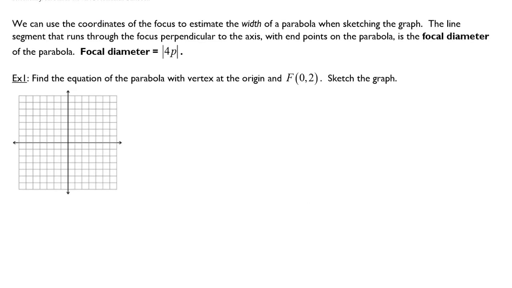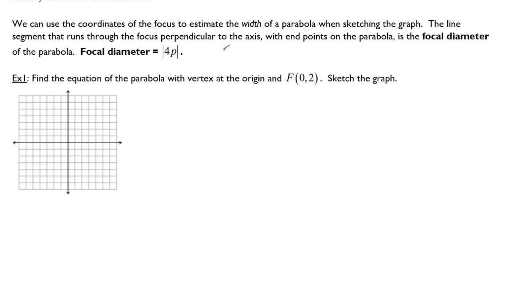Now that we've gone over the basics, we can use the coordinates of the focus to estimate the width of a parabola when sketching the graph. The line segment that runs through the focus perpendicular to the axis with end points on the parabola is the focal diameter of the parabola. I think, again, this will make more sense once we start graphing. The focal diameter is the absolute value of 4p.